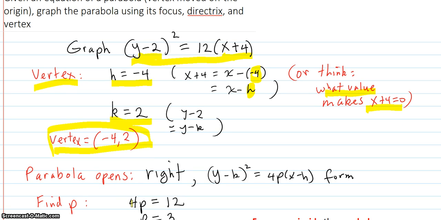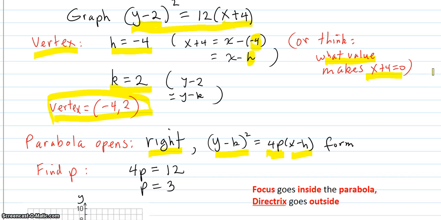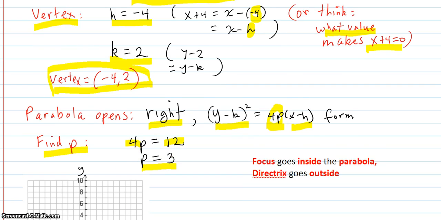Which direction does the parabola open? Well, it's of this form. It has a square on the y part, a positive coefficient in there, and a single x. So it's definitely left or right, but it's positive, so it's to the right. And find the p. The 4p has to be 12, so p is 3.